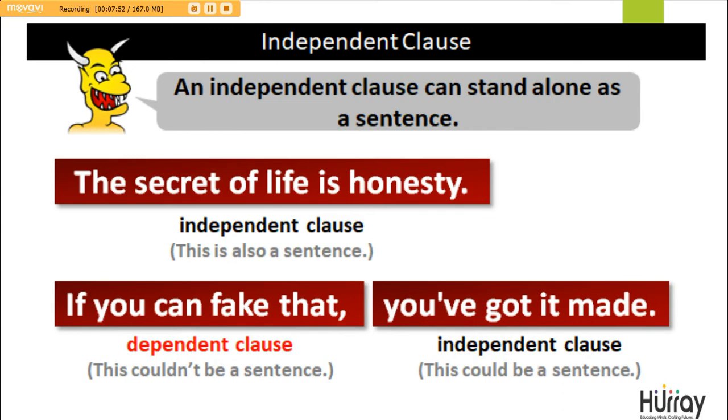But what is an independent clause? An independent clause can stand alone as a sentence. For example, "The secret of life is honesty." This is one independent clause. However, if you want to write a longer sentence and use an independent clause there, for example, "If you can fake that, you've got it made." "You've got it made" is an independent clause because independently it could also be a sentence.